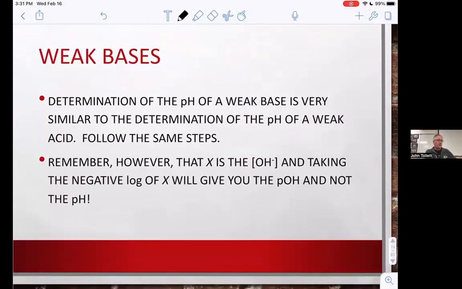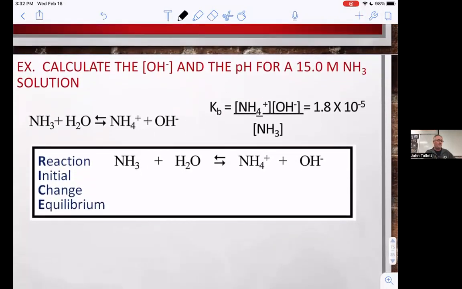So weak bases, you're actually going to need a Rice table. You've got to be careful if you end up solving for X in a weak base problem. Remember that X value is not the hydrogen ion concentration like it was in weak acids. It's going to be hydroxide. So you'll have to take negative log of your hydroxide and then of course subtract from 14 to find your pH. Often they'll be asking for the pH, not the pOH. So that extra step matters.